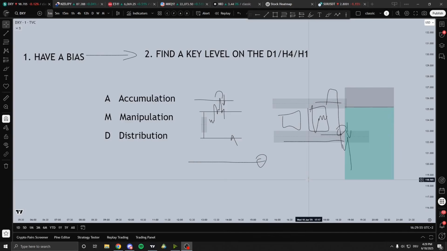Now, what are the ways to enter an AMD? There are multiple ways to enter an AMD. It depends on the overall context, but I will briefly show you guys what I use to enter AMDs.